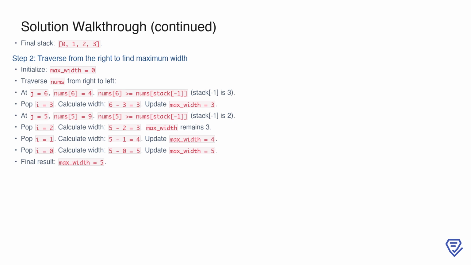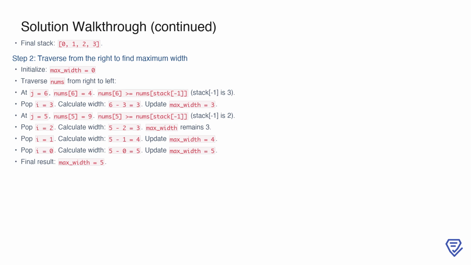Now, looking at the second example with nums as [9, 8, 1, 0, 1, 9, 4], we repeat the process. First, we build the monotonic decreasing stack. Starting with an empty stack, we append index 0 for the value 9. At index 1, the value is 8, which is less than the top of the stack, so we append index 1. At index 2, the value is 1, again less than the top, so we append index 2.